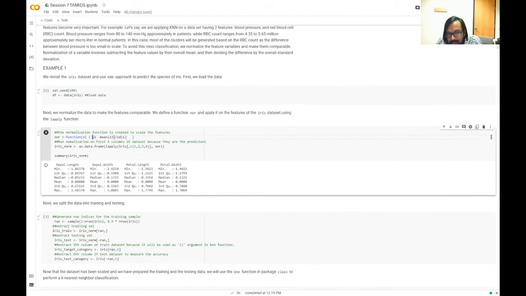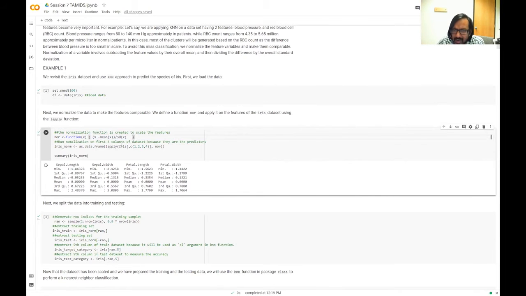And then we define the operation within the function that we want the function NOR to do, which is normalizing. That means we subtract the mean of the data and divide by the standard deviation. Note that this input is going to be a vector, right?